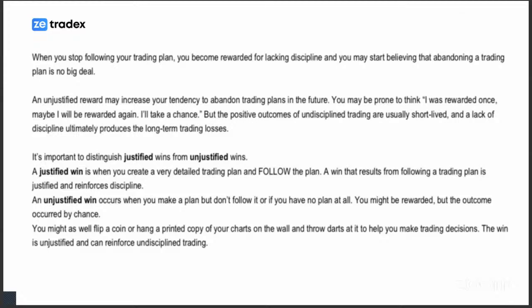You understand? So it's very important to have your win justified by creating a very well detailed trading plan and following the plan. Always follow the plan, right?